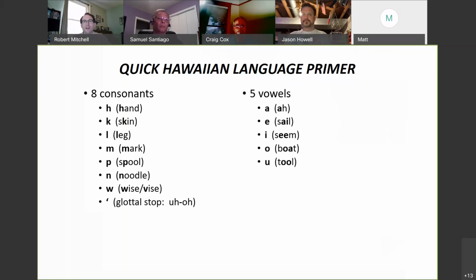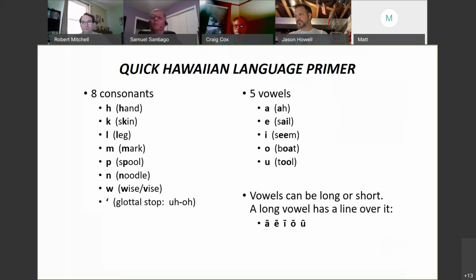And then there are the 5 vowels, which are very similar to the way we pronounce them in many cases. A is pronounced ah. The letter E is pronounced A, like in sail. They use the I, the long version of I as in seam. O as in boat. And the letter U is pronounced oo as in tool. And you never hear a little W or a Y sound at the end of a vowel in Hawaiian like we sometimes do. But yes, in the Hawaiian language, that's all you have, 8 consonants and 5 vowels to cover all the words that they use.